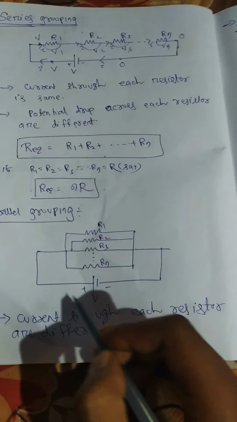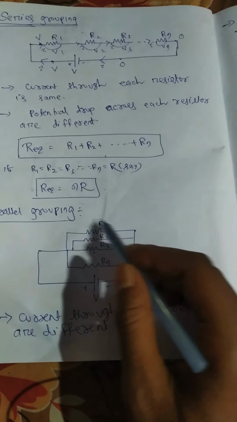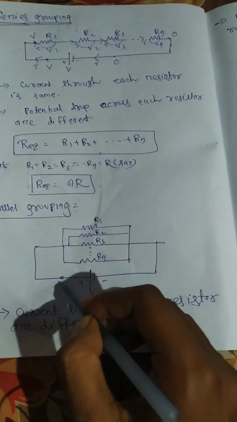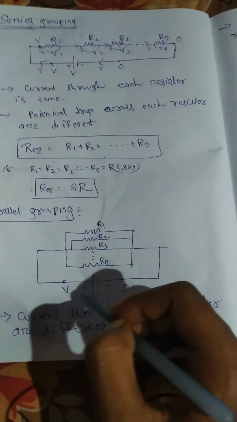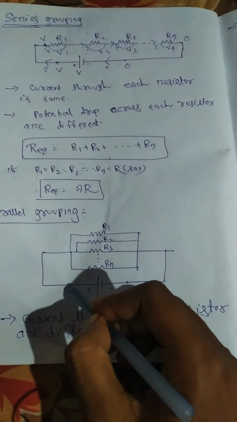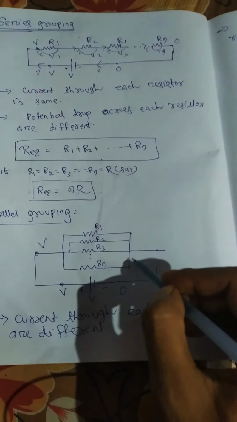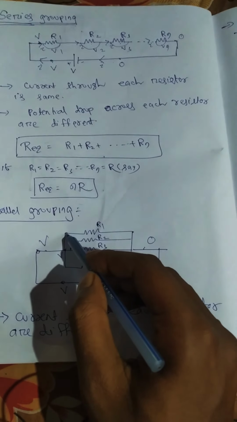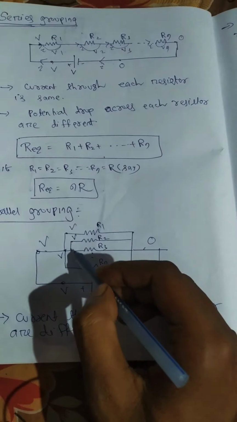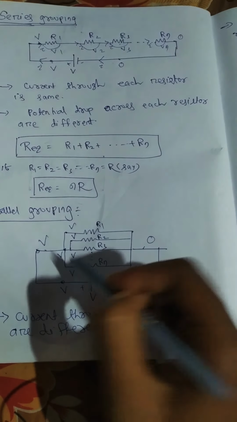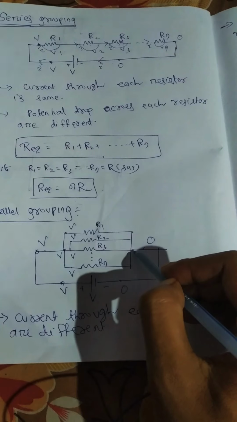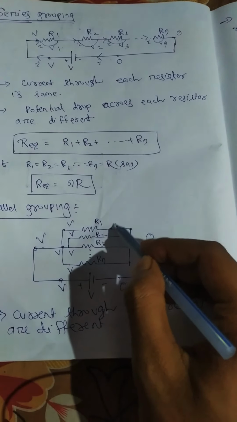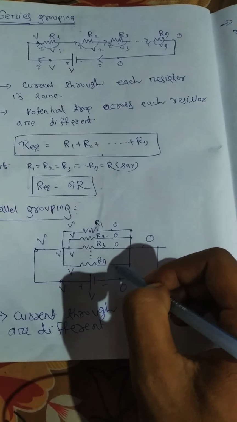In case of parallel grouping, suppose all these resistors are connected to an external battery V. Suppose this is at potential V and this is at zero potential. So the potential at this point is V, this point will be V, and this is 0. The potential at this point is also V, and these are also V. And this side is 0, so the potential at these points will be 0.